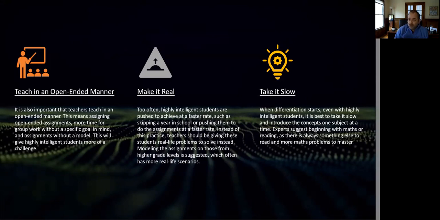When differentiation starts, and I think that's very important, even with highly intelligent students, it is best to take it slow and introduce the concept one subject at a time, okay? Experts suggest beginning with math or reading, and there is always something else to read and more math problems to master. So when you start the lesson with that, you will always be able to add more to it, okay?